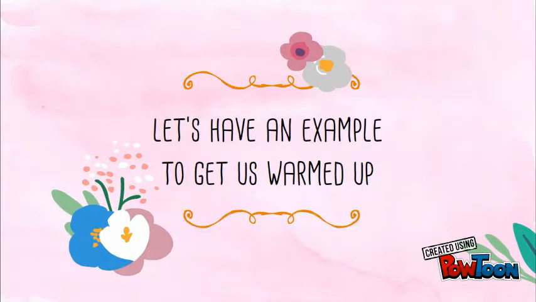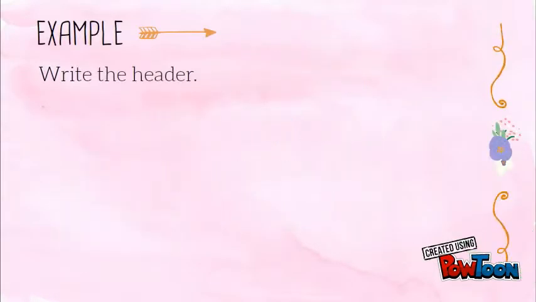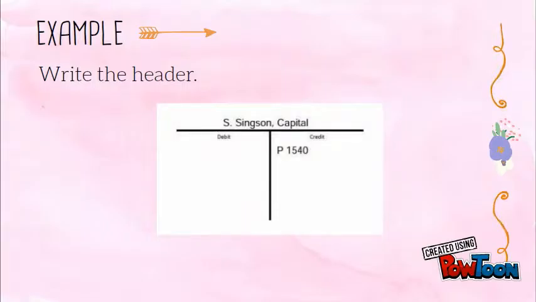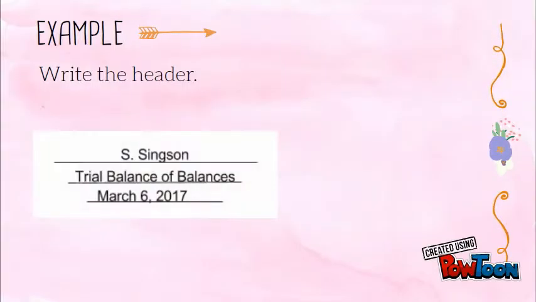Let's have an example to get us warmed up. First, we write the header. For this example, the name of the business owner is stated in the T account entitled S. Singson Capital, so we put it in the first line. In the second line, we put the type of balance we are preparing, which is the trial balance of balances. In the third line, we put the date, which is March 6, 2017.